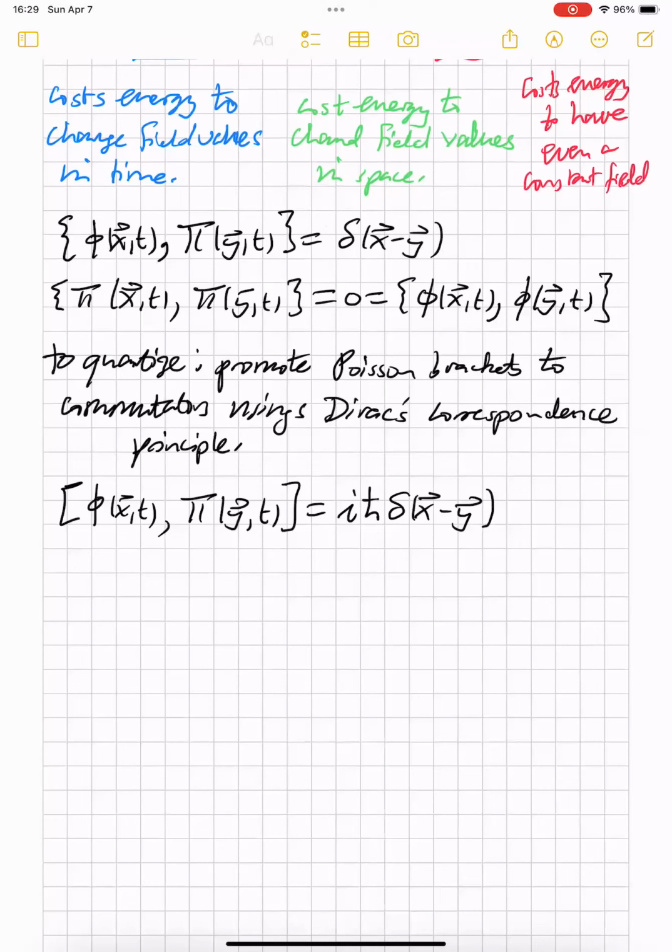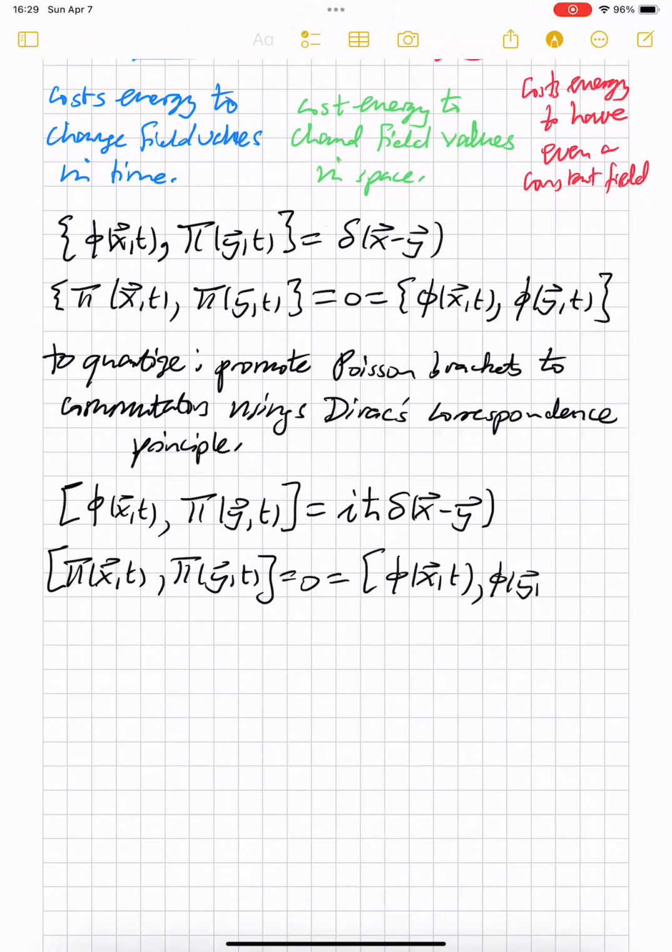And then the commutator between the conjugate momentum and itself vanishes. And the commutator between the value of the field and itself vanishes. So this would be a complete set of commutators. These are the equations that you would solve to figure out what your operators are. So by solving these commutators, you'd figure out what pi and phi are.